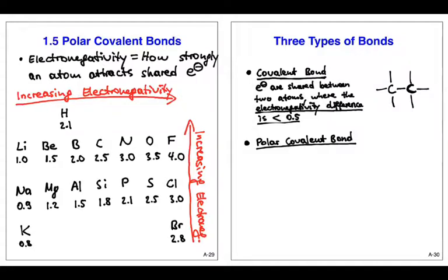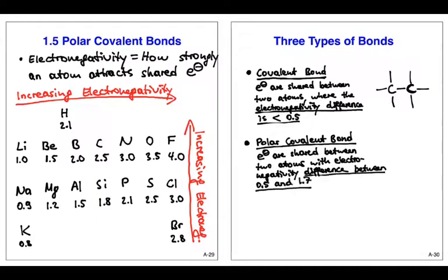Now the next class of bonds would be called polar covalent bonds. Here the electronegativity difference is larger, and the electrons are still shared between the two atoms, but the more electronegative atom possesses more of the shared electrons. So that more electronegative atom gets a delta minus charge. For instance, here we would have a carbon-oxygen bond, where oxygen is more electronegative than carbon, and so oxygen has a delta minus, carbon a delta plus.